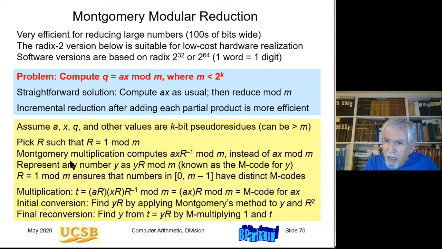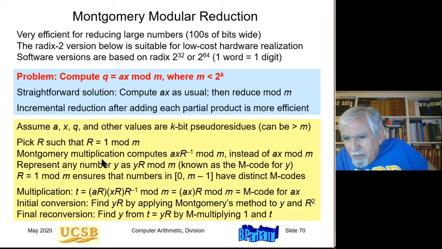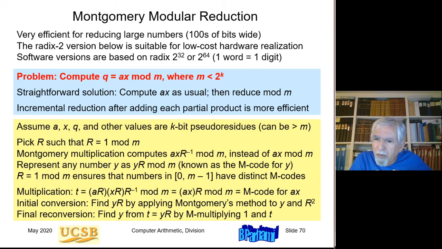Okay? Montgomery multiplication is a process that computes not a times x, but a times x times the inverse of r, modulo m. Okay? So take this for granted. I'm not going to justify it. So I'm going to describe a multiplication algorithm that computes a times x times r to the minus 1. So if I really want a times x, I don't want this value. This value is not what I want. I want a times x. This is what I do.